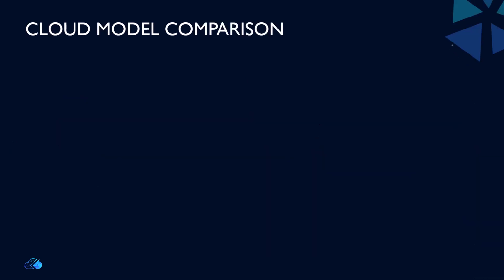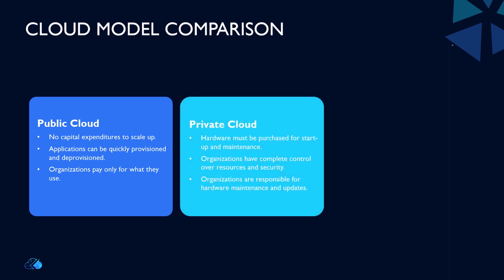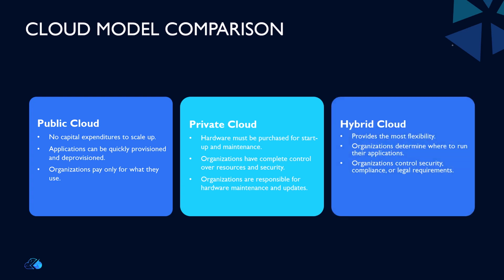Well, let's compare all of these side by side. Public cloud, no capital expenditure to scale up. Applications can be quickly provisioned, deprovisioned. Organizations pay only for what they use. Private, hardware must be purchased for startup and maintenance. Organizations, though, have complete control over resources and security, but they are responsible for hardware maintenance and updates. And hybrid cloud, most flexibility. Organizations determine where to run their applications on private or public. They control security, compliance, or legal requirements.